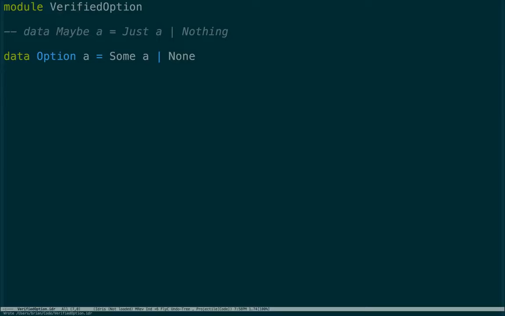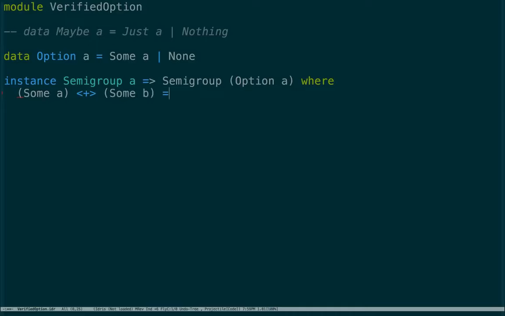So given this option type, there's a couple of possible instances that we could define for semigroup, but I'm going to define what I think is the most useful, the one that I've used the most, which is if the inner type has got a semigroup, then we can define a semigroup for that option. So given some of something plus some of some other thing, we just add the inner things together. So given some of hello and some of world, we should get some hello world. None will just give us the other thing, and in any other case, we get the first thing.